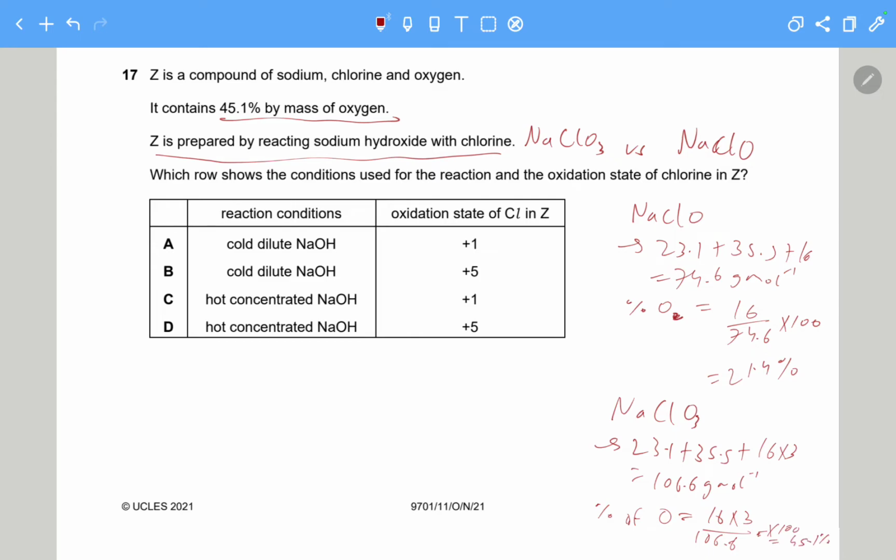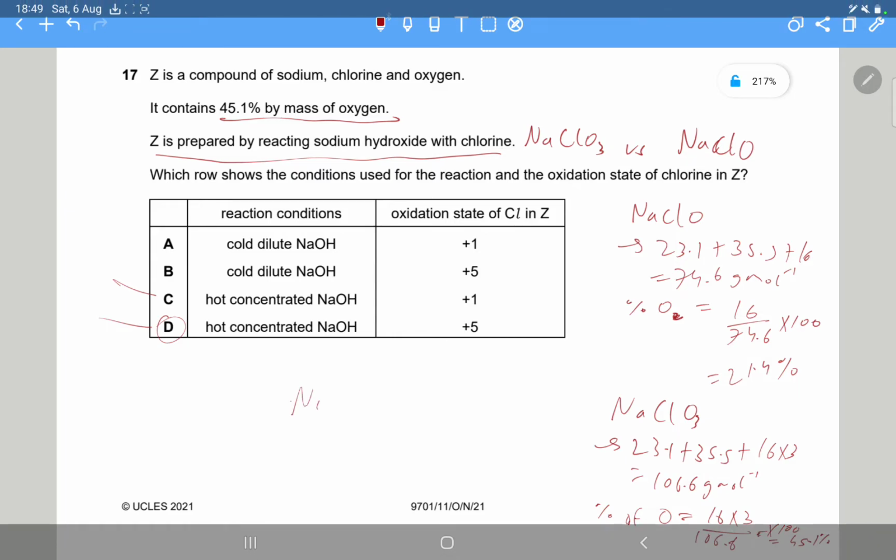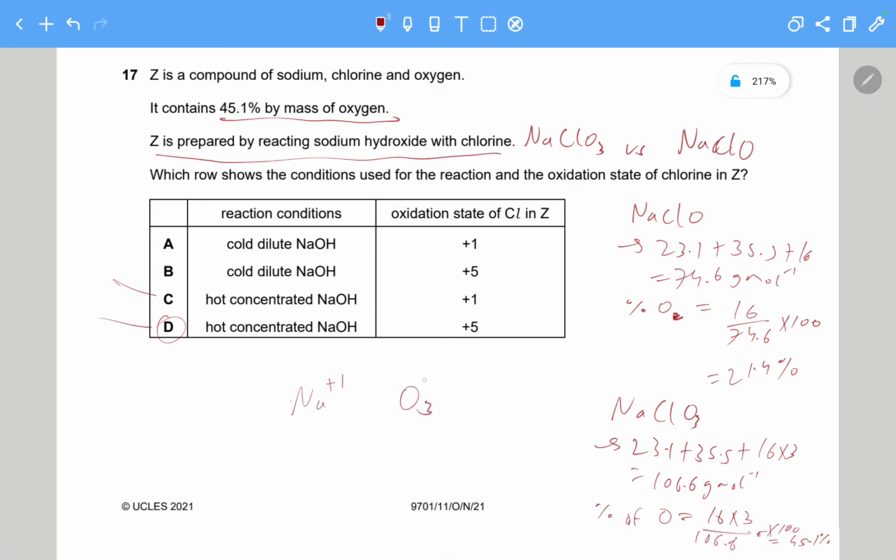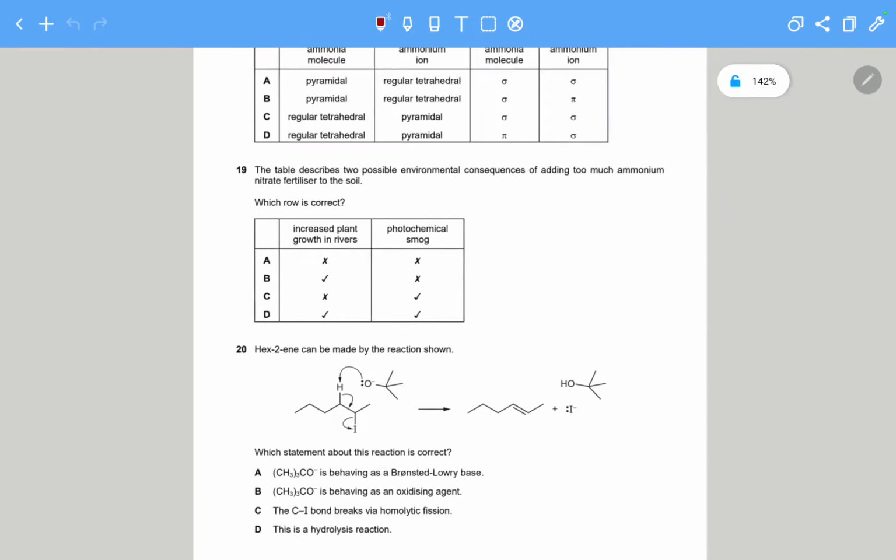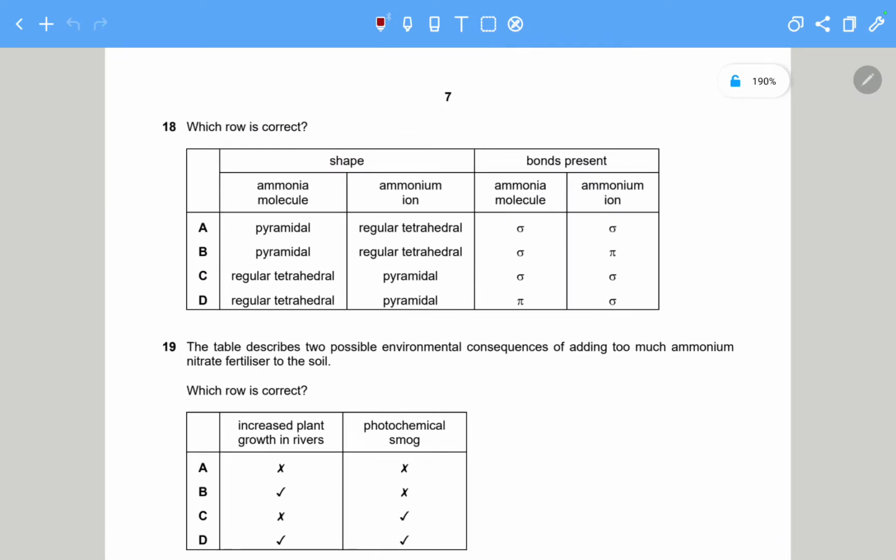So we know it's NaClO3, and therefore the answer is option D, because NaClO3 only forms under hot concentrated NaOH, and the oxidation state of chlorine in Z, NaClO3, is +5 because Na is +1, O3 is -6 because -2 for each oxygen, and overall the compound is neutral, so Cl has to be +5 because +1 +5 -6 is 0.